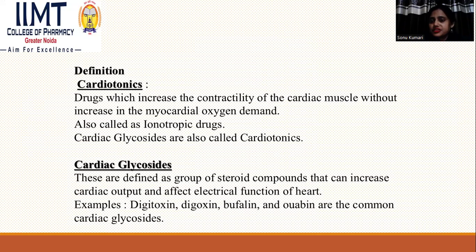Now, the definition of cardioglycosides. Basically, cardioglycosides are a group of steroidal compounds that can increase cardiac output and affect the electrical functions of the heart. Some examples of cardiac glycosides are digitoxin, digoxin, bufalin, and ouabain, which are the common cardiac glycosides.